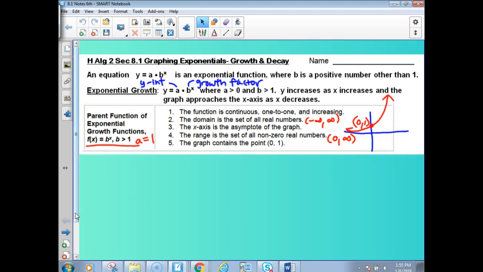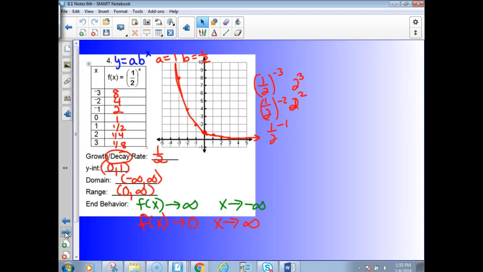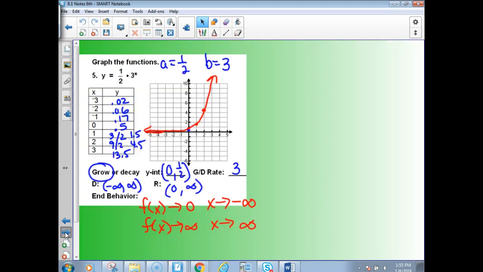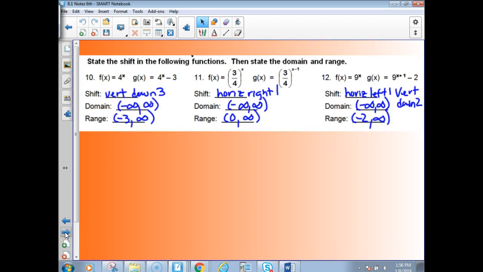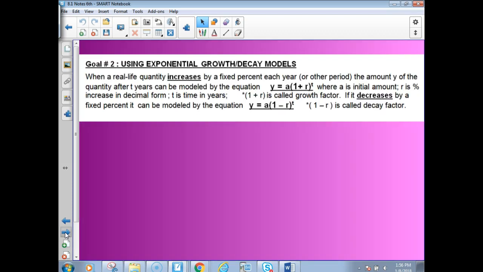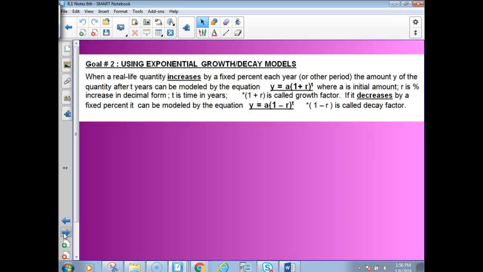Hey, last time we were together on Friday, we did the beginning of 8.1. We got through 8 worksheet 1A and 1B, and then on to 2A, and we stopped right here. So the last thing we did was talk about shifting the exponential growth and decay graphs. So next, we're going to look at exponential growth and decay models.